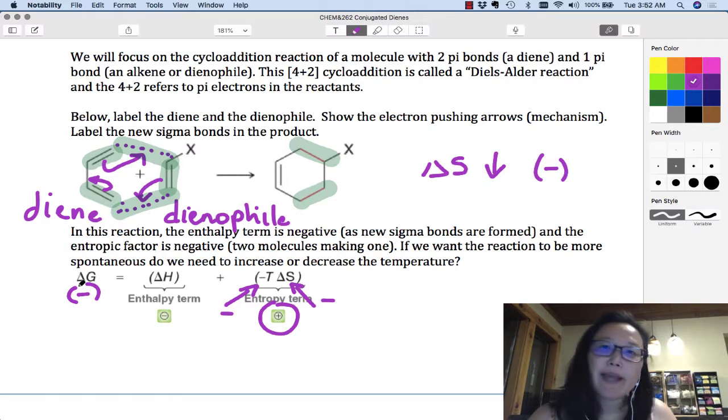So how do we make it more spontaneous then? How do we make it more product driven? Well, what do we need to do to the T to make this delta G more product driven? Do we need to decrease the T or increase the T? What does that do to this term? Well, if I have a positive term here and I want the overall to be negative, I need to minimize the effect of that positive. So I need to decrease the T.